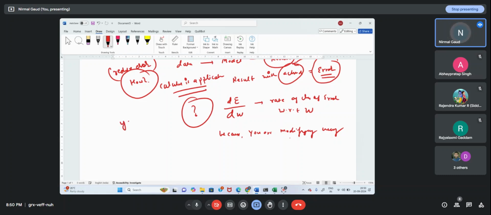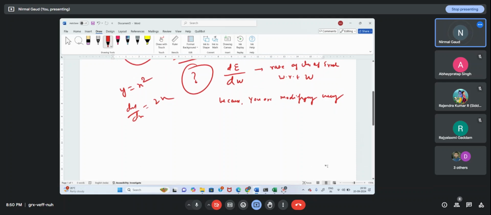If you have y equal to x square, you perform dy by dx. That is 2x. That is the rate of change of y with respect to x. That means you're saying that if I change x, how much impact will it have on y? That's the question. If I'm changing one quantity, how much does it reflect on another quantity? That is what we are looking for in calculus.